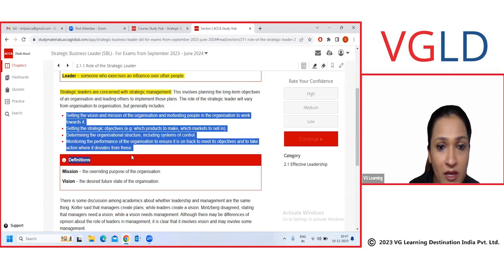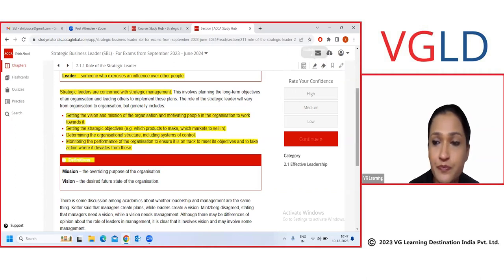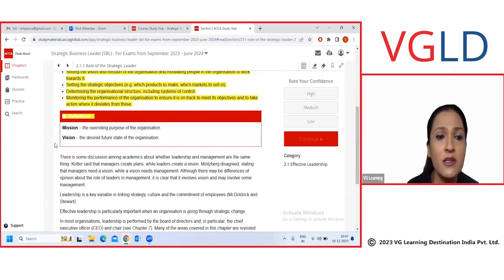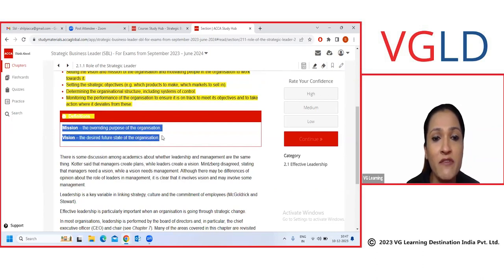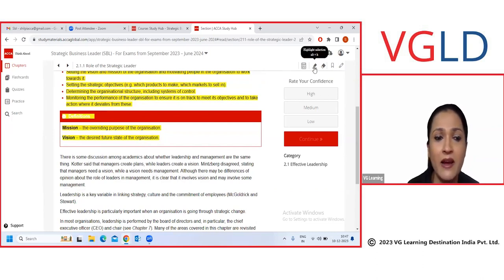Just highlighting all the important key words here. What do you understand by mission? What do you understand by the mission and vision of an organization? Any idea? If you've done basic business studies at any point of time, I'm sure you've heard of the terms mission and vision. So quickly let me know.